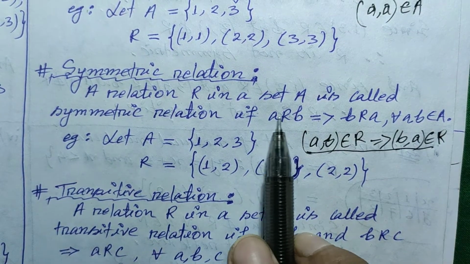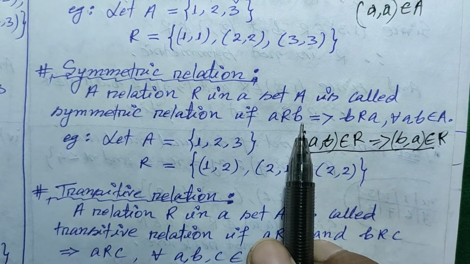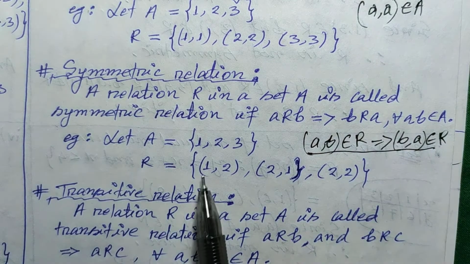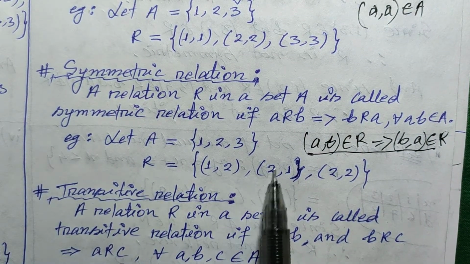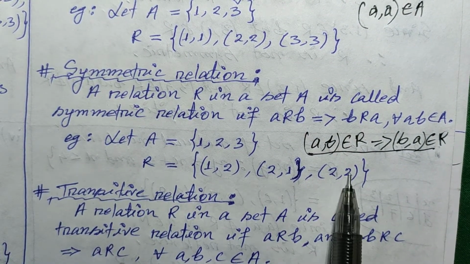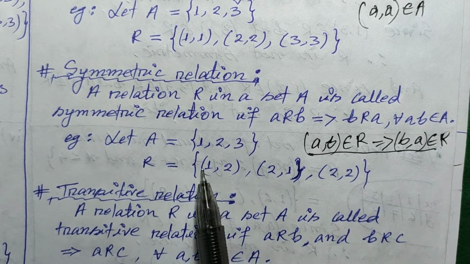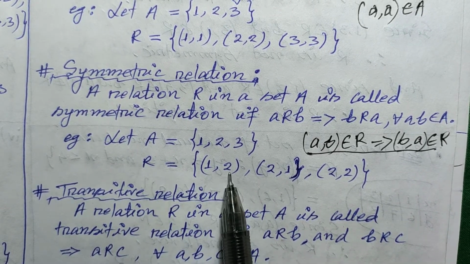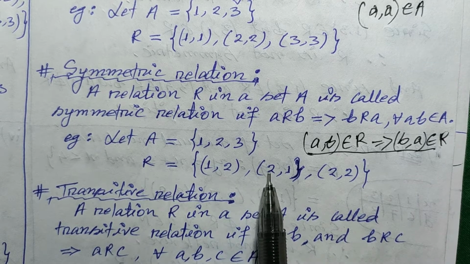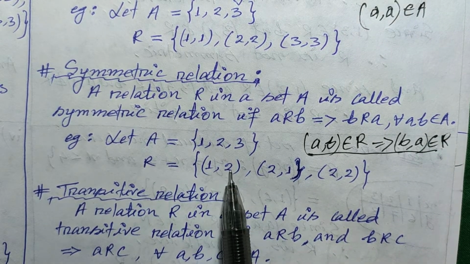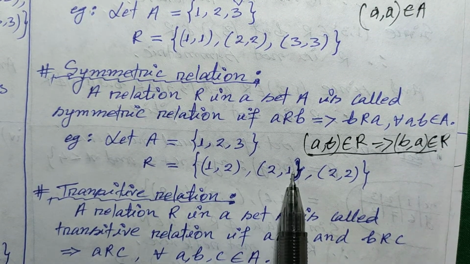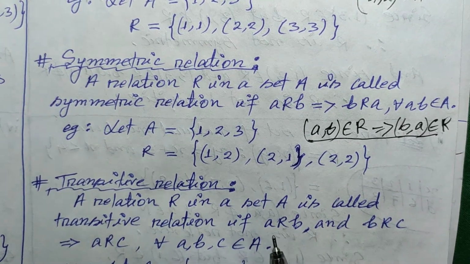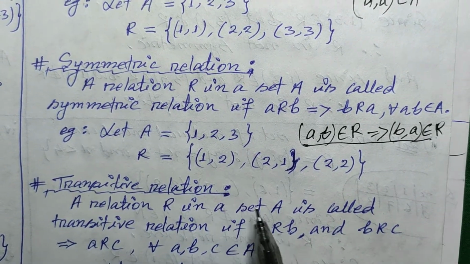So for every A is related to B, there should be B related to A. That means if (1, 2) is there, (2, 1) should be there. And if (2, 2) is there, (2, 2) should be there. For every A is related to B, there should be B related to A. That means if there is (1, 2), then (2, 1) should belong to the relation. I hope it's clear.